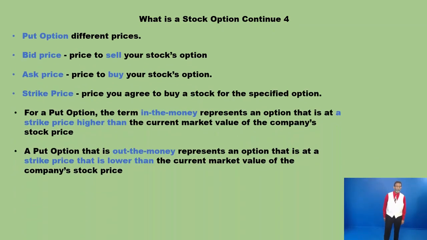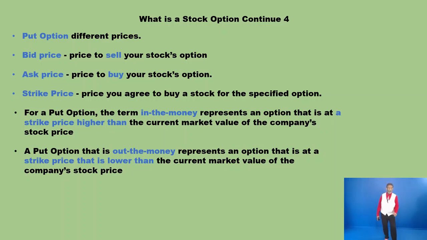As we talk about stock options, we talk about different prices. Your put option has different prices, similar to the call option. Bid price will be the price that you sell your options for. Ask price, the price that you buy your options for. The strike price, that's the price to agree to buy a stock for the specified option.